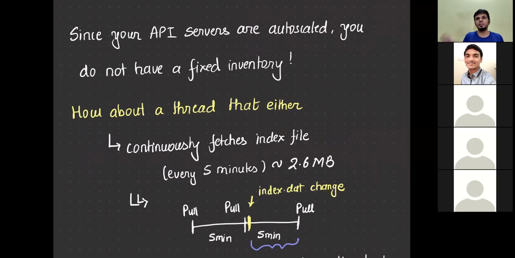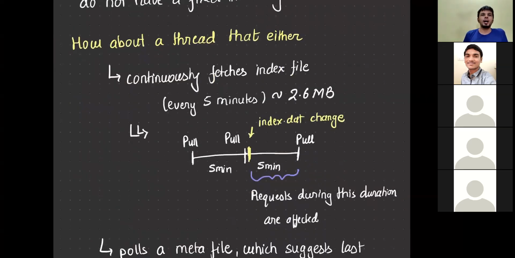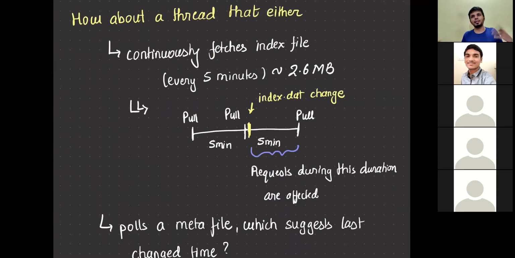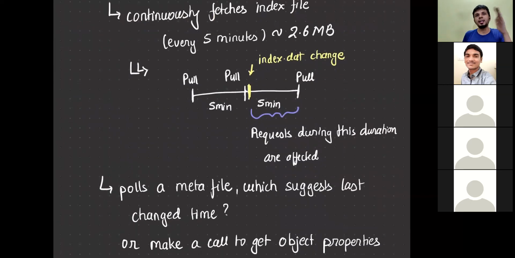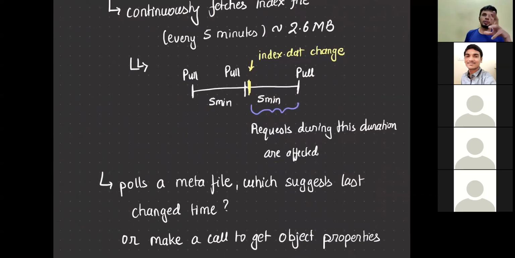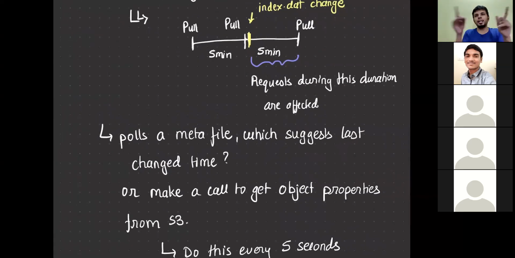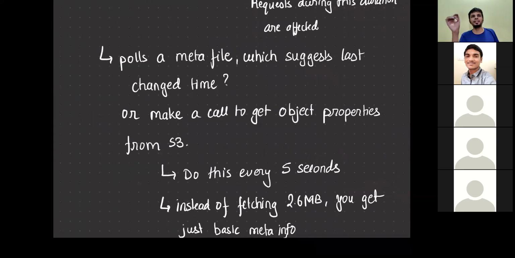We will look at these approaches formally now. There is just one more caveat I would like to cover. Since your API servers are auto scaled, you don't have a fixed inventory. You can just have a thread, and typically that's how it happens: you make one call every 5 minutes to see if index.dat changed. If it changed, then you load the new index.dat file and update it. But obviously if you do it every 5 minutes and the index.dat file changed in the first minute, then for 4 minutes you are serving wrong data. Obviously that is not a good solution.